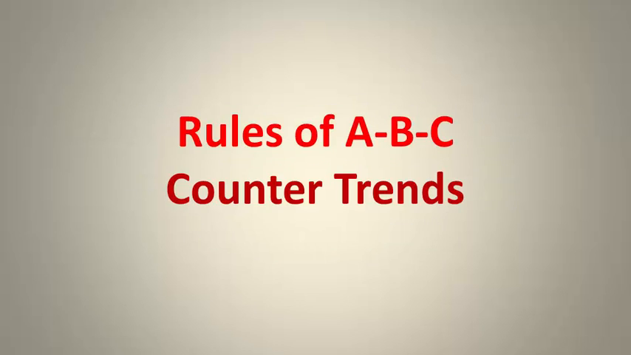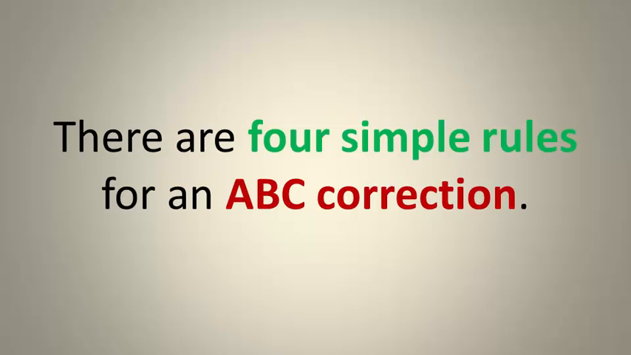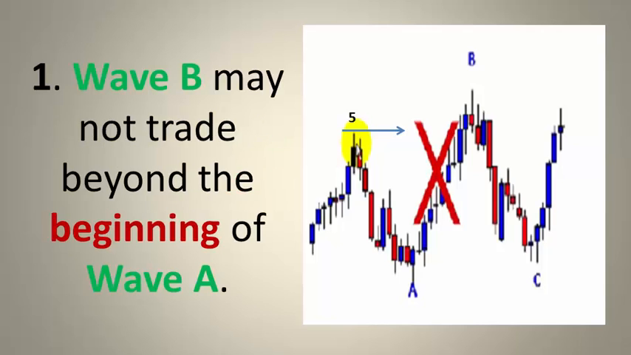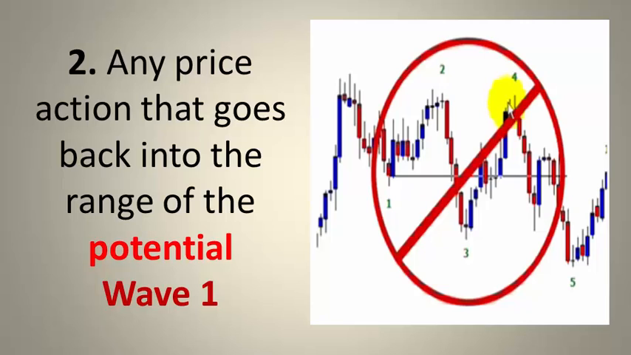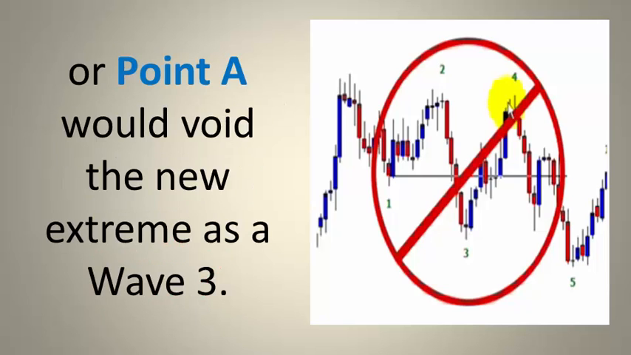Now, some rules of ABC counter trends. There are 4 simple rules for an ABC correction. Number 1. Wave B may not trade beyond the beginning of wave A. Number 2. Any price action that goes back into the range of the potential wave 1 or point A would void the new extreme as a wave 3, as you can see to the right.